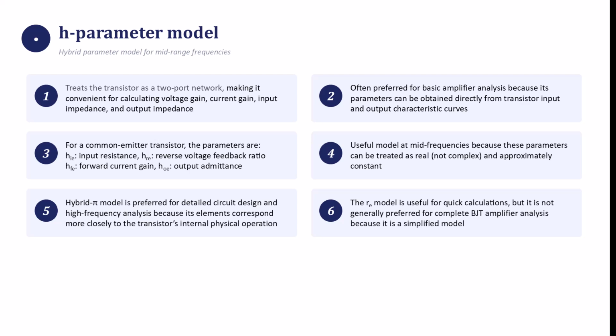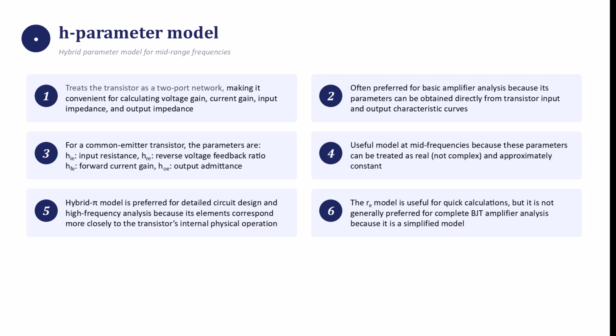For a common emitter transistor, the parameters are HIE, the input resistance, HRE, the reverse voltage feedback ratio, HFE, the forward current gain, and HOE, the output admittance. This is a useful model at mid-frequencies because these parameters can be treated as real numbers rather than complex numbers and are approximately constant. The hybrid pi model is preferred for detailed circuit design and high-frequency analysis because its elements correspond more closely to the transistor's internal physical operation.